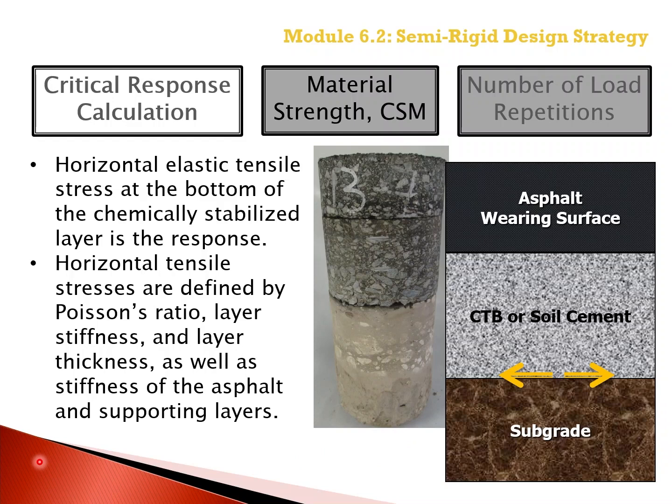The horizontal tensile stress is basically defined by the Poisson's ratio of that layer, the layer stiffness of the chemically stabilized layer, and then the layer thickness as well as the stiffness of the asphalt layers above the stabilized layer, and then those layers supporting the chemically stabilized layer.